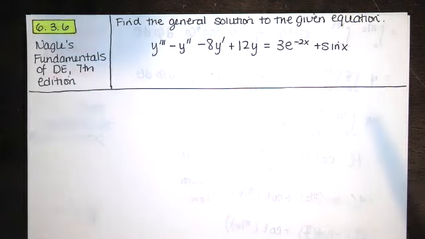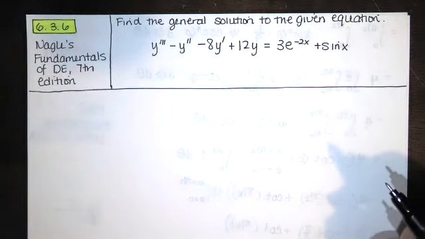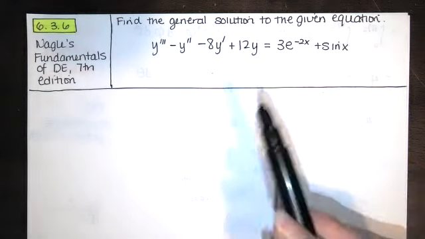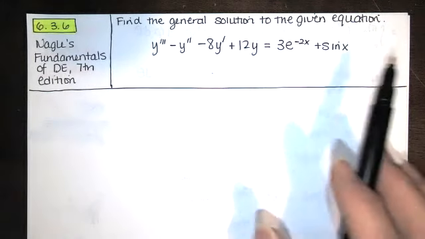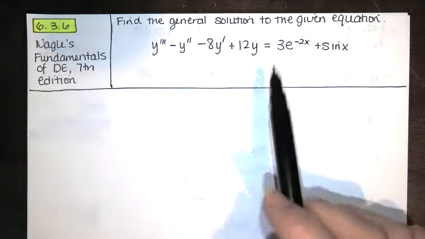So that means this is a non-homogeneous equation, and that means that we need to solve this in two parts. The first thing that we need to do if we want to solve an equation like this is solve the corresponding homogeneous equation. And then we'll say, okay, what about y sub p? How do we find the particular solution?